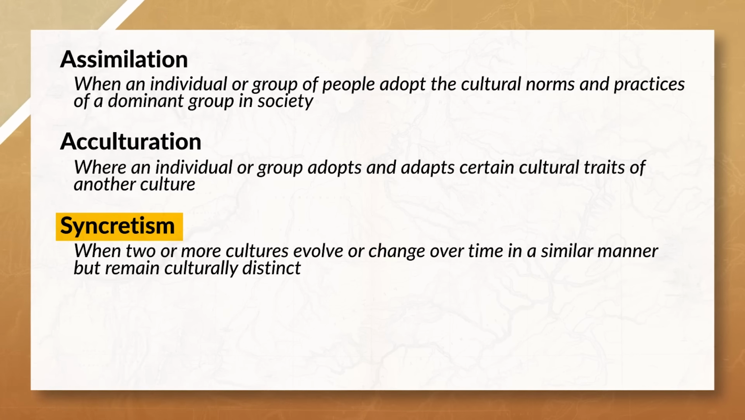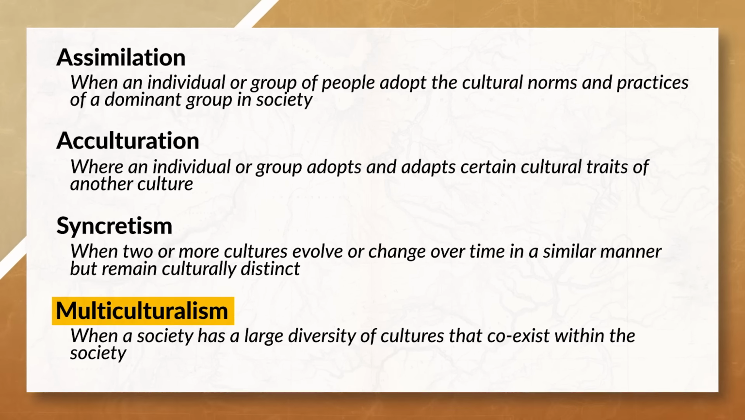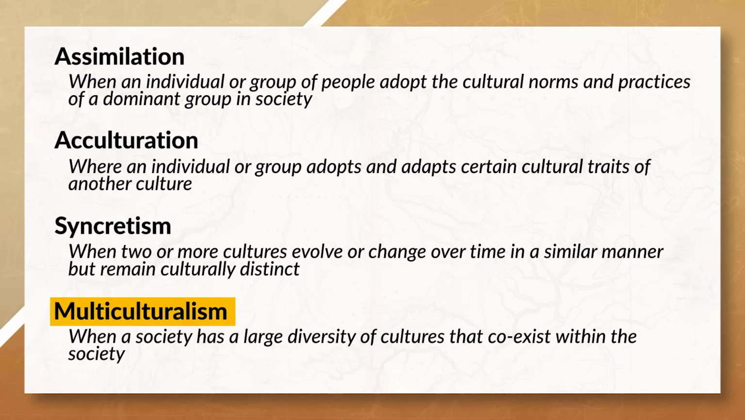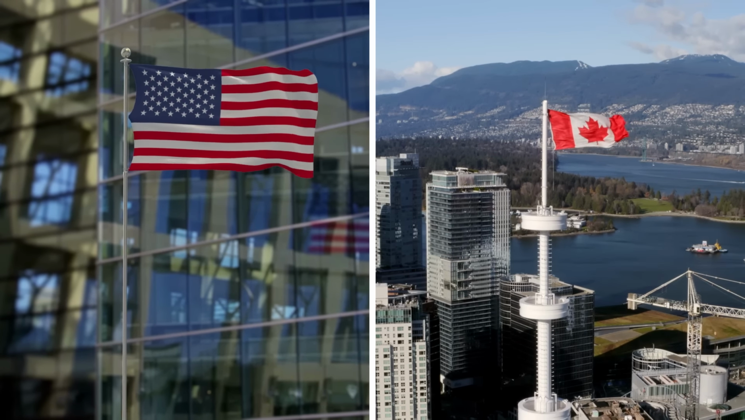One last effect from diffusion that we can see is multiculturalism, which is when a society has a large diversity of cultures that coexist within the society. Multiculturalism seeks to create a society where people of different linguistic, religious, and cultural backgrounds can all exist together. This often happens due to immigration. Countries like the United States and Canada would be examples of multicultural countries.